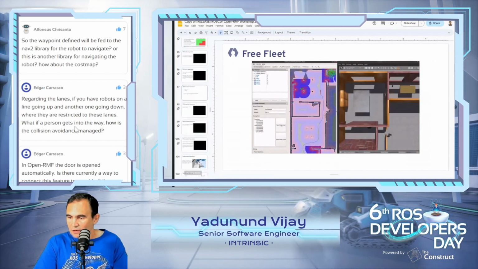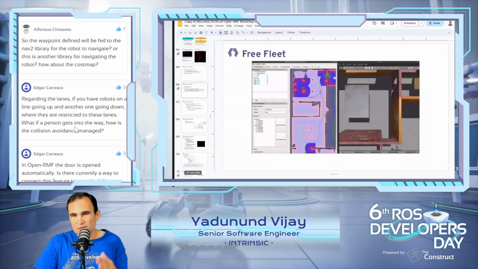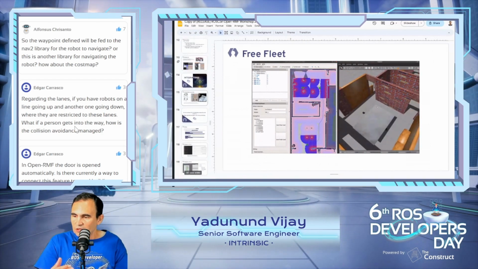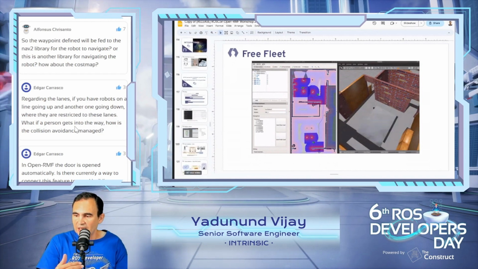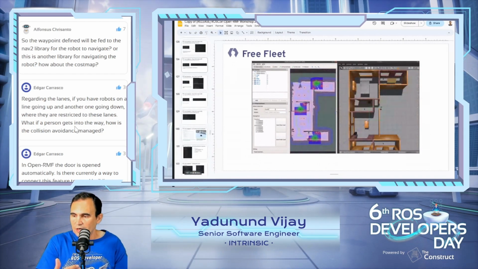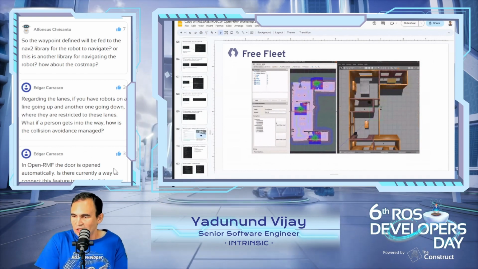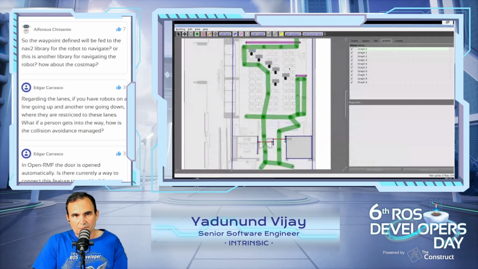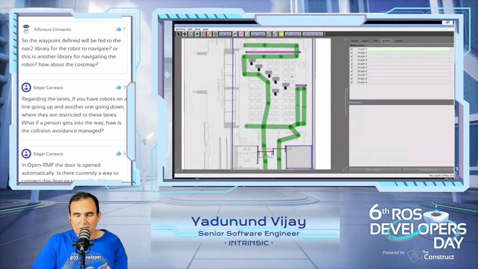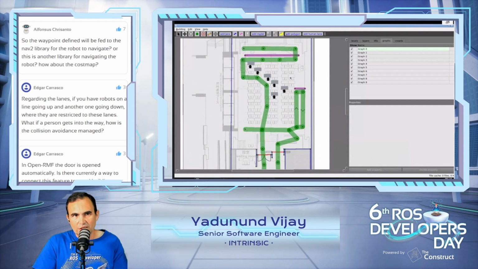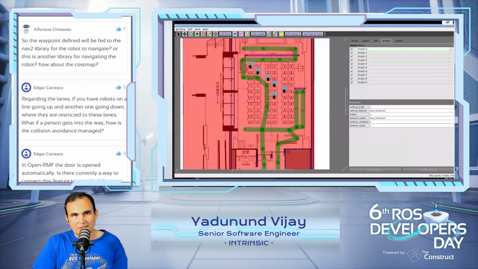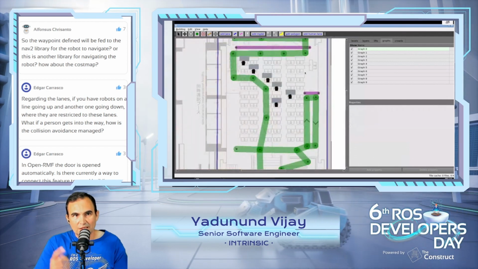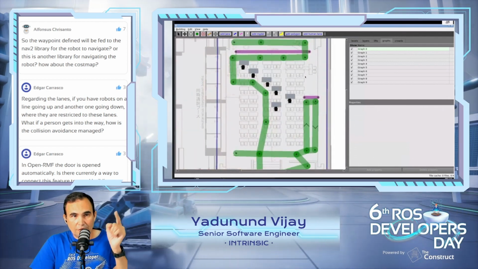Okay, great. One final question, which is very related to this one. It's from Edgar Carrasco, who says that regarding the lanes, you have robots on a line going up and another robot, I suppose, going down, where they are restricted to those lanes. So I think he means how to manage conflicts between the robots that are moving in two lanes.